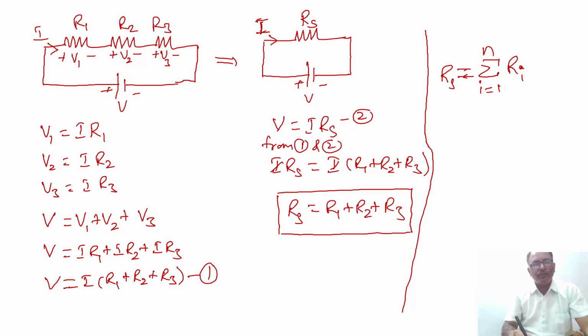So if we have connected three resistances in series, then n equals 3, and the equation becomes R1 plus R2 plus R3. If you connected 5 resistances, then R1 plus R2 plus R3 plus R4 plus R5. Like that you can find out the equivalent resistance.